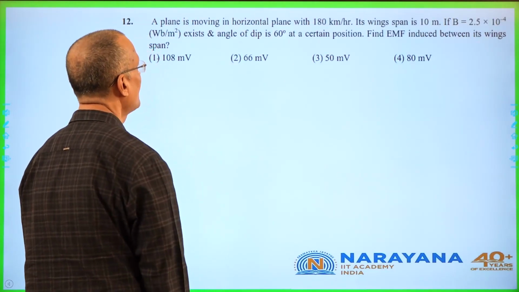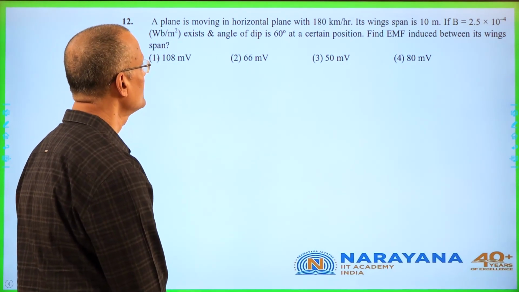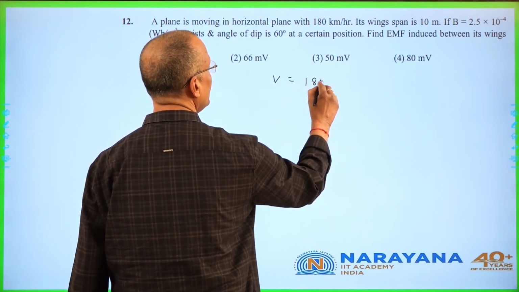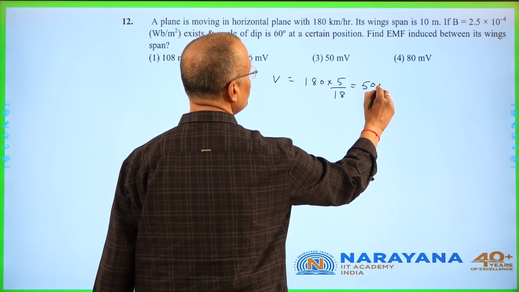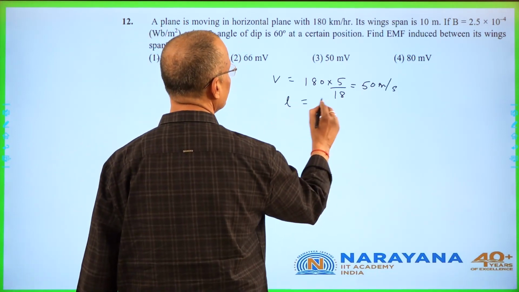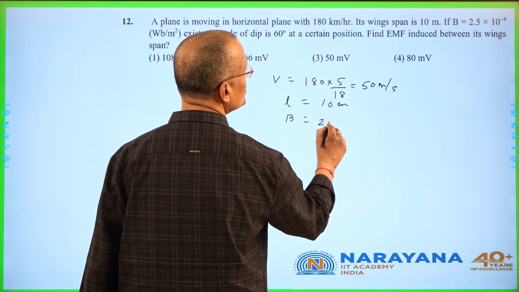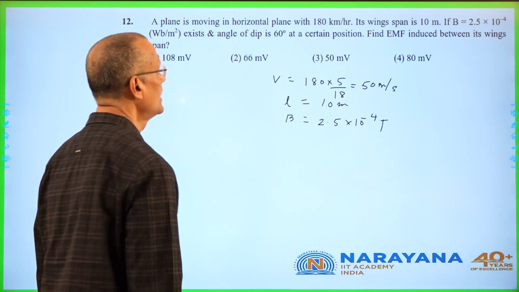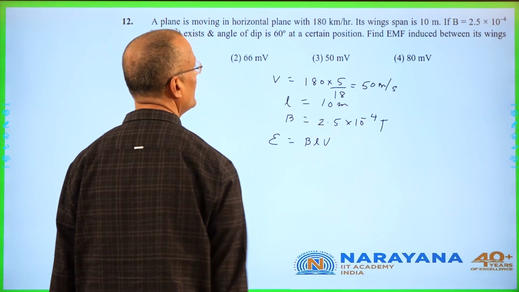Question number 12 now. A plane is moving in a horizontal plane with 180 km per hour. So for velocity, first you take 180 by 18. It will become 50 meter per second. The wing span L they have given you is 10 meter. B they have given you is 2.5 × 10 to the power minus 4 Tesla. EMF induced, directly you can take BLV.